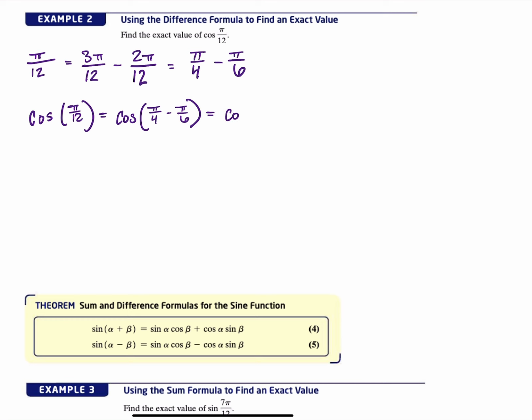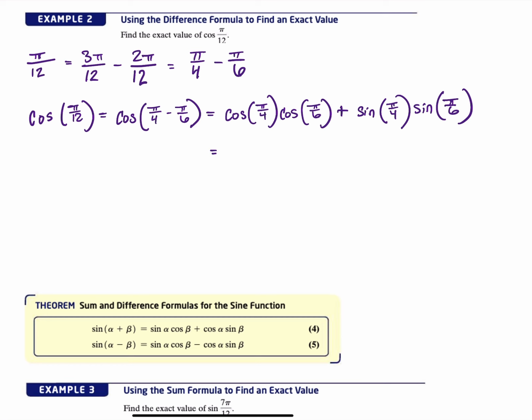So that'll be the cosine of the first angle times the cosine of the second angle. And since it was a minus, there'll be a plus here. That's how I remember it. It'll flip. Then it's the sine of the first angle times the sine of the second angle, pi over 6. So once we have it all filled out, we just need to evaluate and simplify.